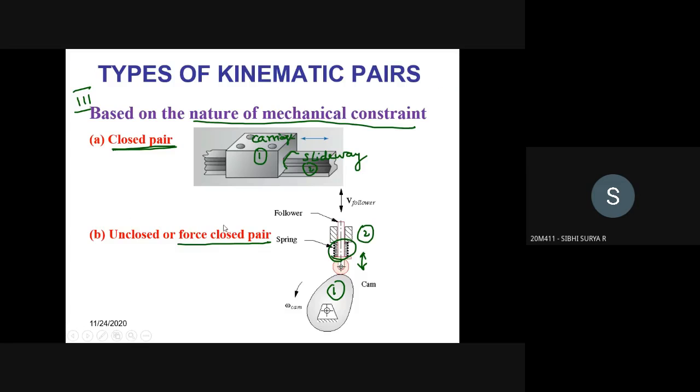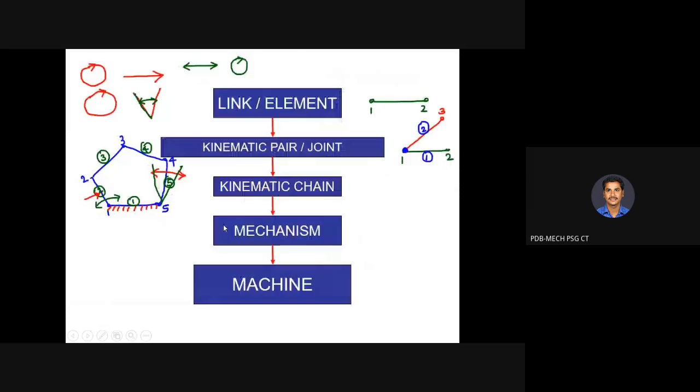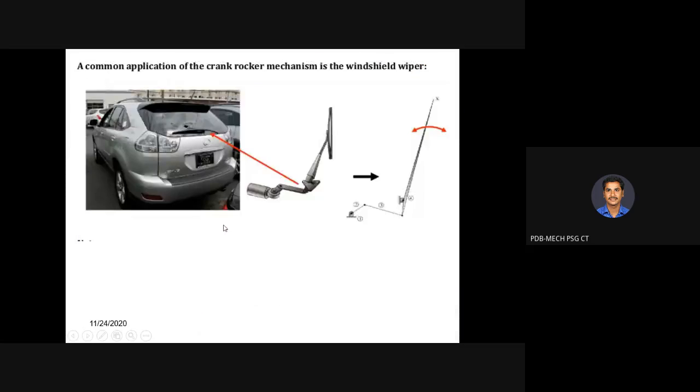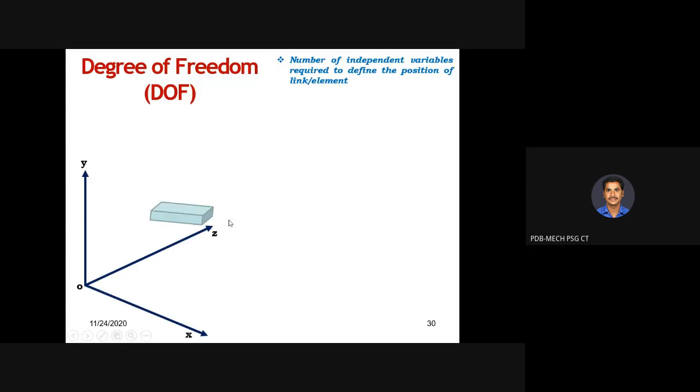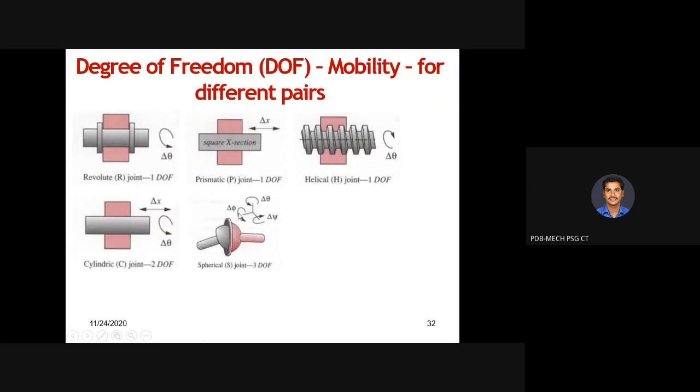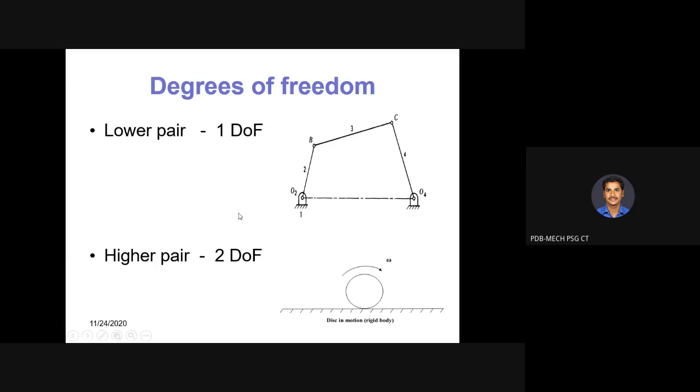No, sir. Okay. Now we move on to certain mechanisms. How we can identify... Okay. So before that, I want to say one more thing. Degrees of freedom for lower pair is 1 degree of freedom, and for higher pair it is 2 degrees of freedom. So how is a lower pair defined? What is my lower pair? Surface contact. Exactly correct.